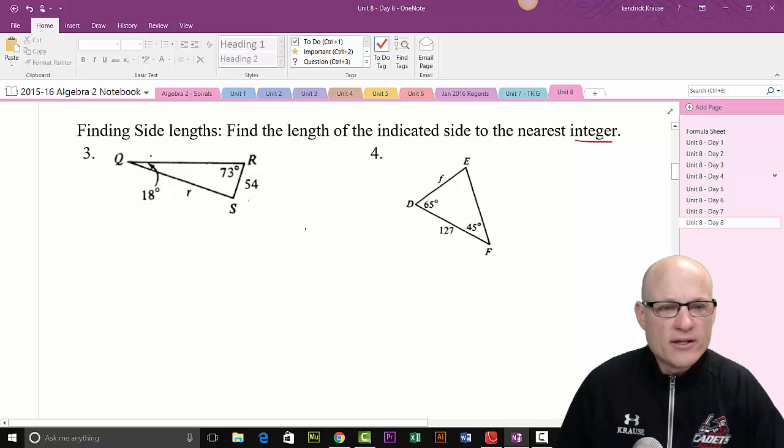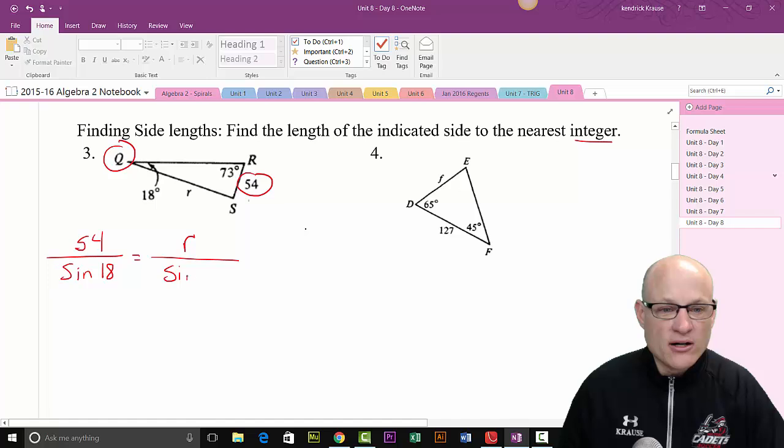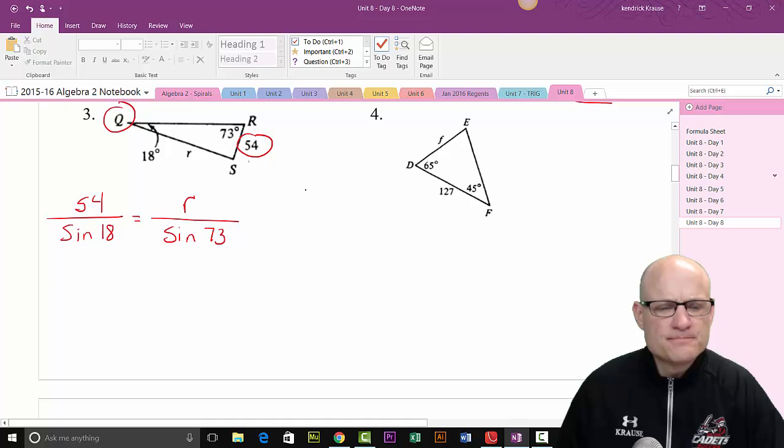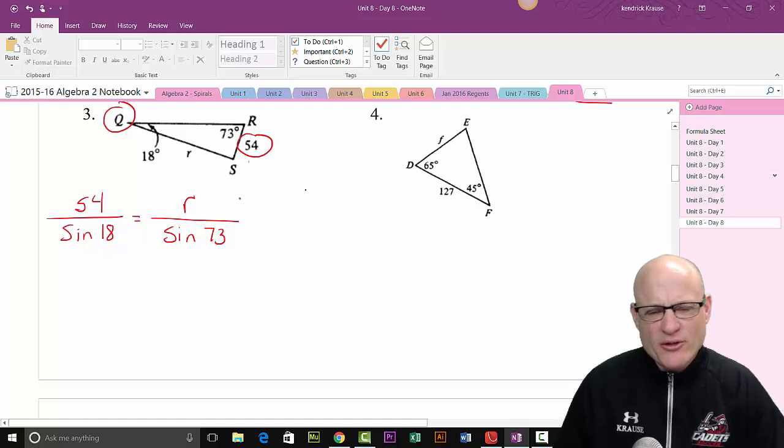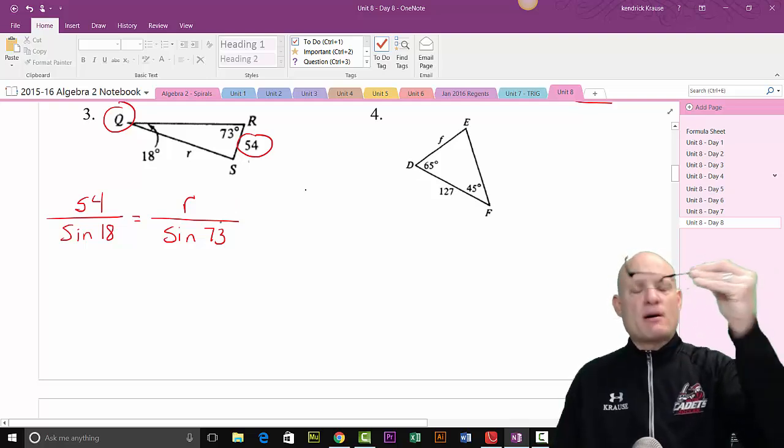So what do we have? We have an angle Q and the side opposite it. Angle Q. So 54 over the sine of 18 degrees is equal to r, little r, over the sine of 73 degrees. Now, it's a proportion, so you'll have two fractions equal each other. Therefore, you have to have just one missing thing. If you have more than one missing thing, you're probably doing something wrong.